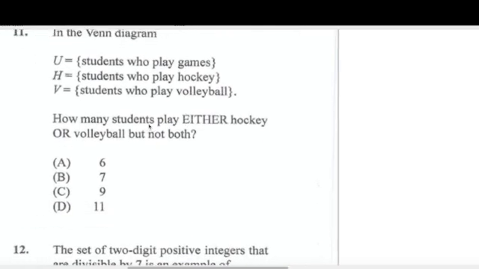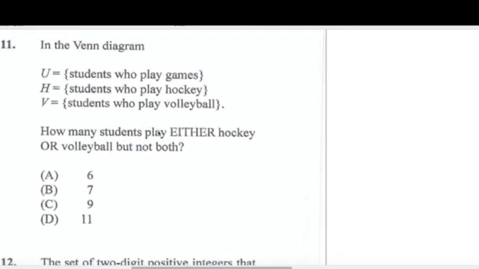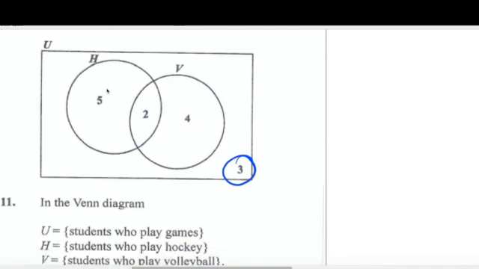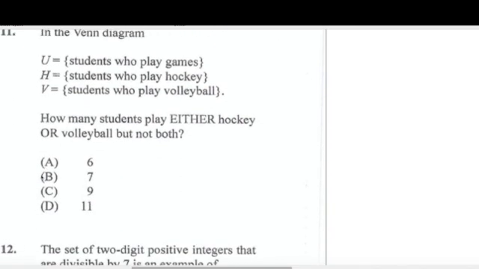So question 11 actually says, how many students play either hockey or volleyball, but not both? Well, remember, either or, that is an add. And when we talk about and, we're talking about multiply. So 5 either hockey, 5 or volleyball, but not both. So we're not including these 2 there. So the answer will definitely be 9.